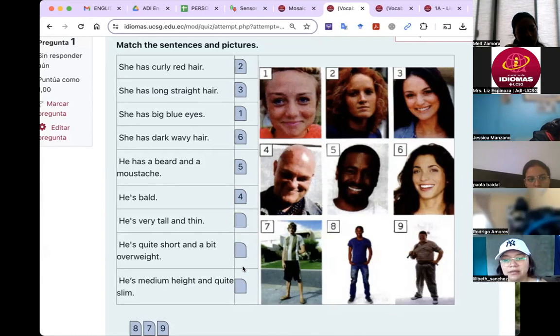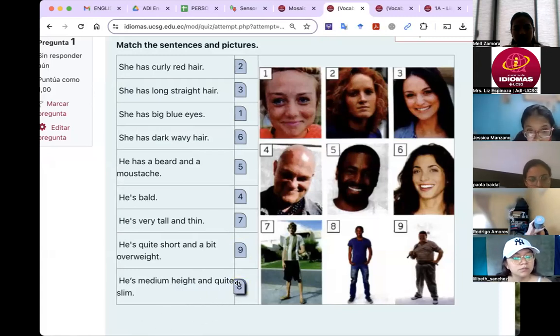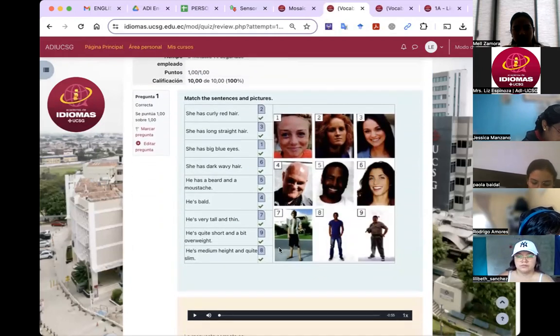He is very tall and thin. Number 7. Okay, next one. He's quite short and a bit overweight, number 9. Okay, a bit overweight. It's just a bit, un poquito, a bit. And the last one is 8. Let's see. Good job.